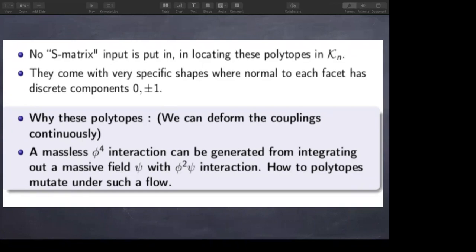And of course, there's another question. If you look at, say, a massless phi-4 interaction, which is generated by one polytope in this case, we know that we can obtain that interaction by integrating out a massive field in a cubic interaction of the type, say, phi square psi, if psi is massive. Then we would like to understand what happens to these polytopes, because we have one polytope for one interaction, the other for the other interaction. How are they mapped to each other? Can we understand this process of integrating out through this geometric picture? So these are the 2 questions we will focus on in the talk, after reviewing the program.